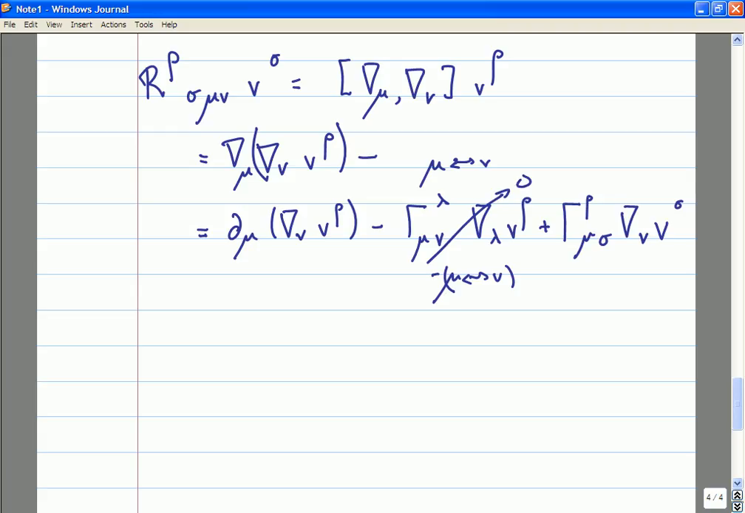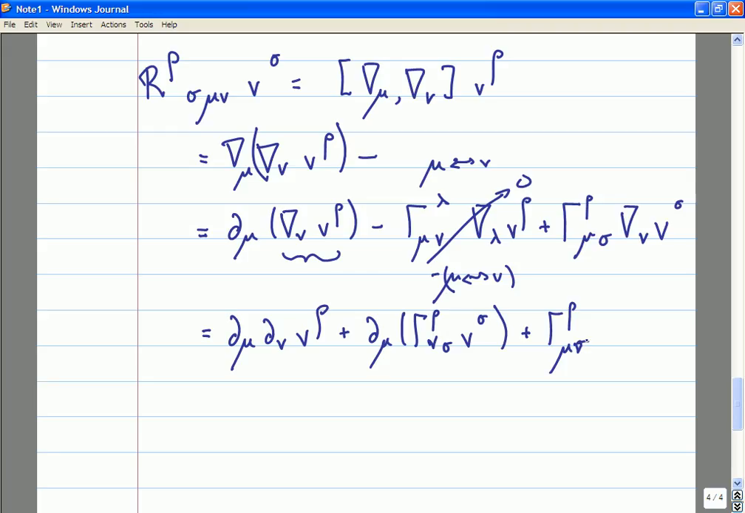The second term, however, we will need to investigate a little more carefully. So let's continue expanding this out. So let's now expand out this guy. So what do we got? We've got grad mu, grad nu, v rho, plus grad mu, gamma nu rho, sigma, v sigma, plus gamma rho mu sigma, now I'm looking at this term here, d nu v sigma, plus another Christoffel term, plus gamma rho mu sigma, gamma sigma nu lambda v lambda.